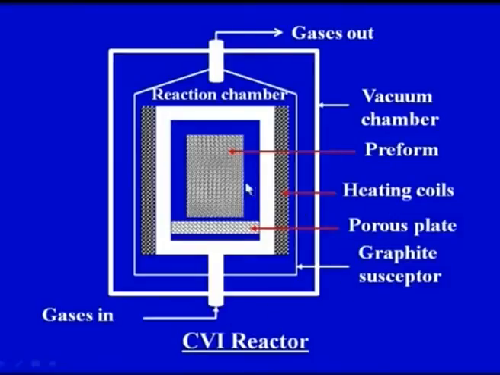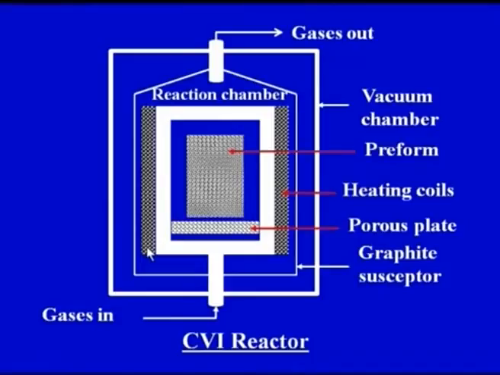The main important points are: this is the preform, the fibrous preform, which in our case is the reinforcement. This is a vacuum chamber, the process is taking place under vacuum. Then we have the heating coils, these grey colored heating coils. These heating coils will heat the preform, because the preform has to be heated in order for the reaction to take place. So this is, we can say, the basic construction detail of the CVI reactor.